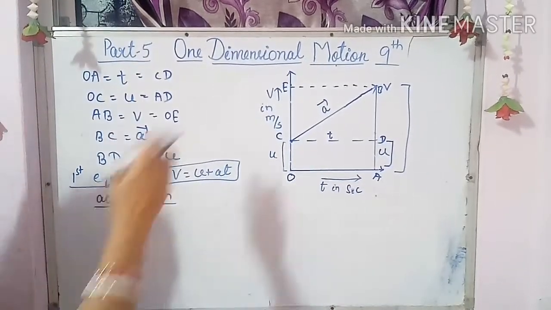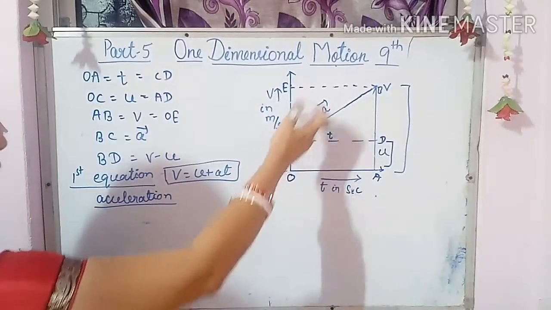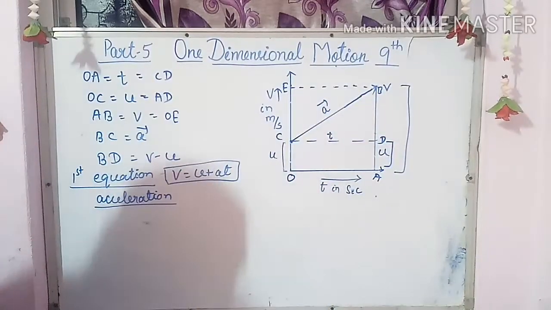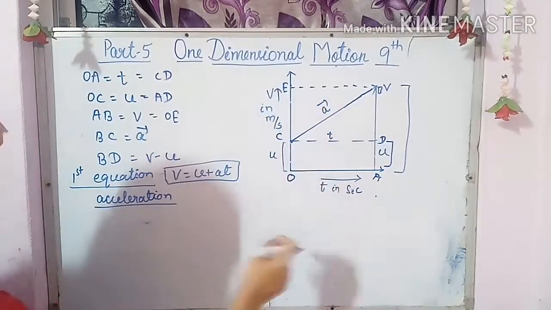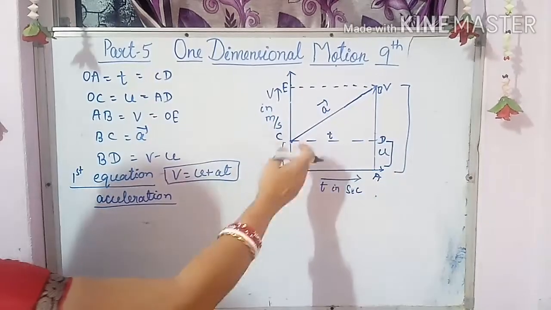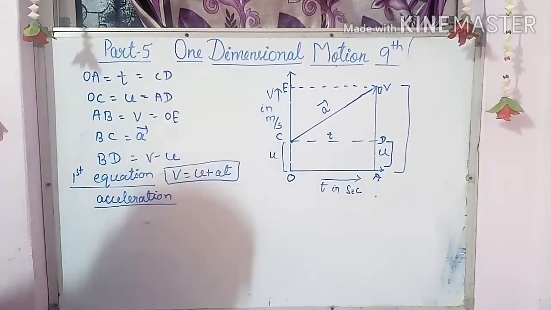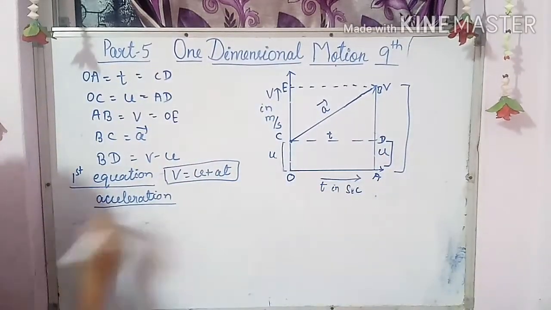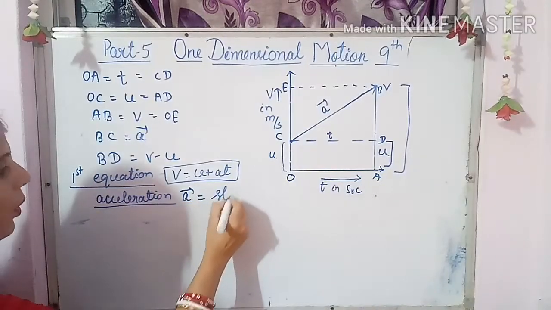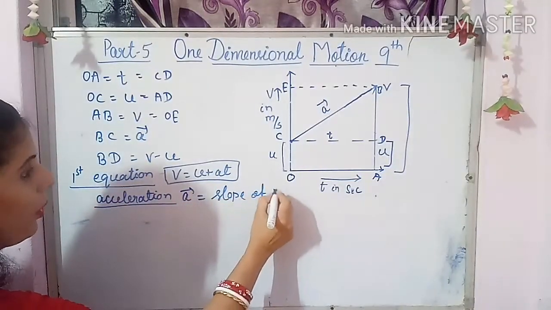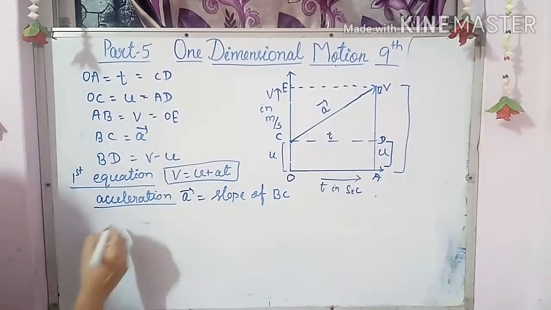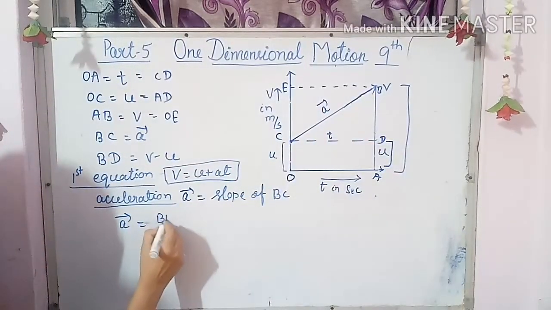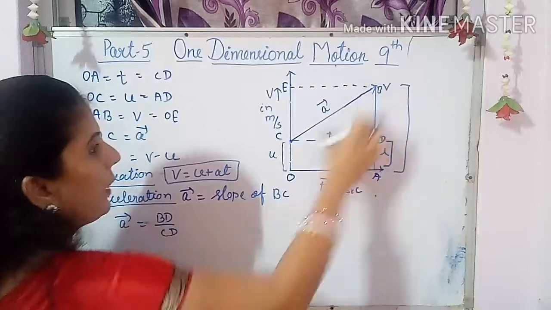As you know, the acceleration of a body is given by the slope. Here acceleration represents the line BC. So what is the slope of the line BC? That is BD and CD. So for the representation of the acceleration A, you have to take the slope of BC. Now you can write acceleration A equal to slope of BC. You can write A equal to BD by CD, this one and this one.